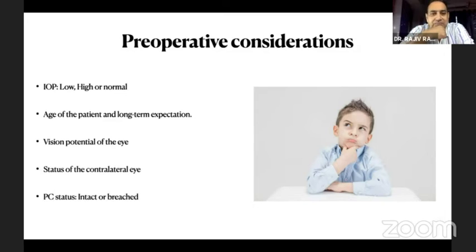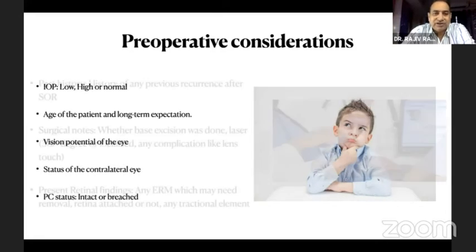Age of patient is important. You need to really think about what the long-term expectations of this procedure are when you are planning. You need to definitely look into the visual potential of that eye, because you have done the primary VR surgery, you know how much vision that person may recover. And based on that, you plan. Also the status of the contralateral eye, and definitely the PC status, whether it is intact or breached.